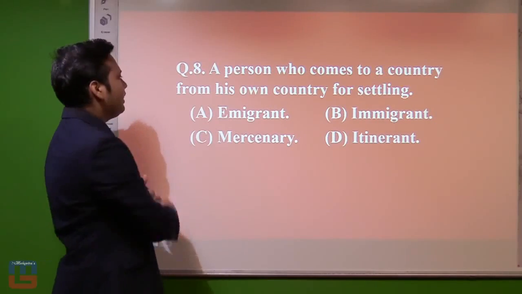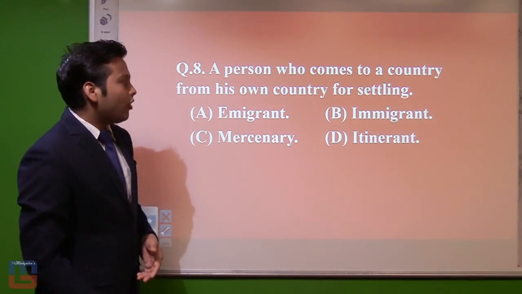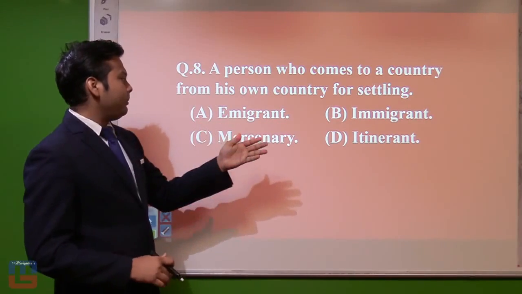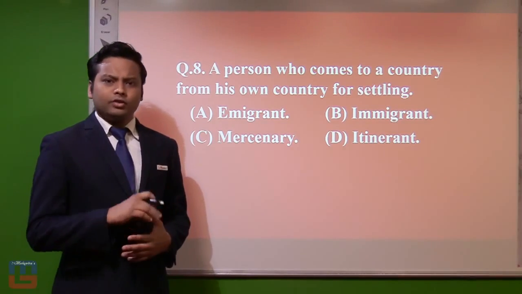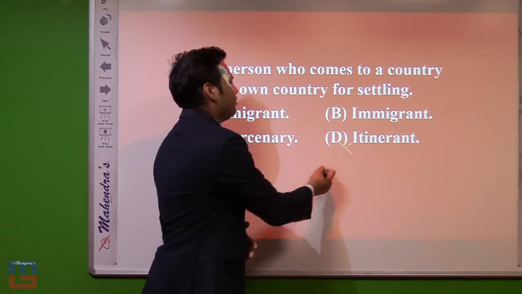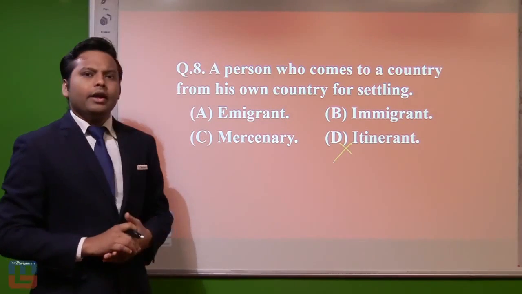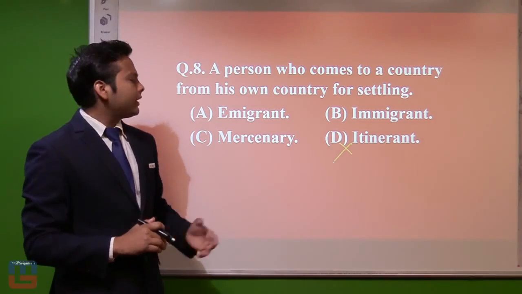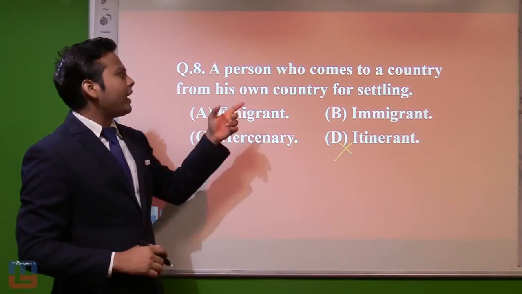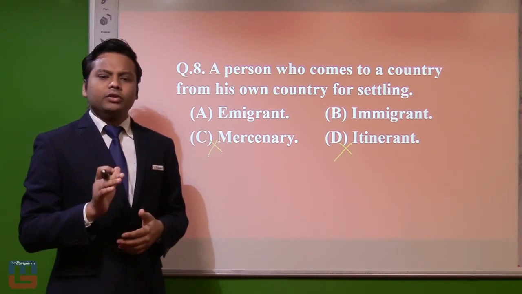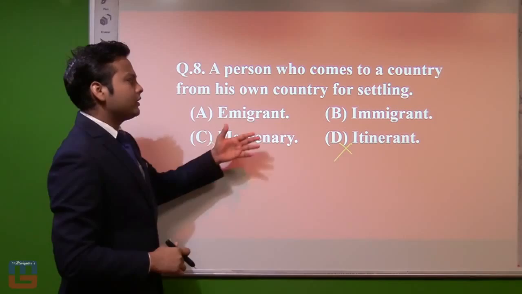Moving on to the next part, that is a person who comes to a country from his own country for settling. Immigrant, emigrant, mercenary, or itinerant. Itinerant is anyone who travels from place to place, so we have to exclude that option. Mercenary is anyone who takes money to fight. So we are left with the true option, that is immigrant. Let's read out the question. A person who comes to a country from his own country for settling, that is immigrant.